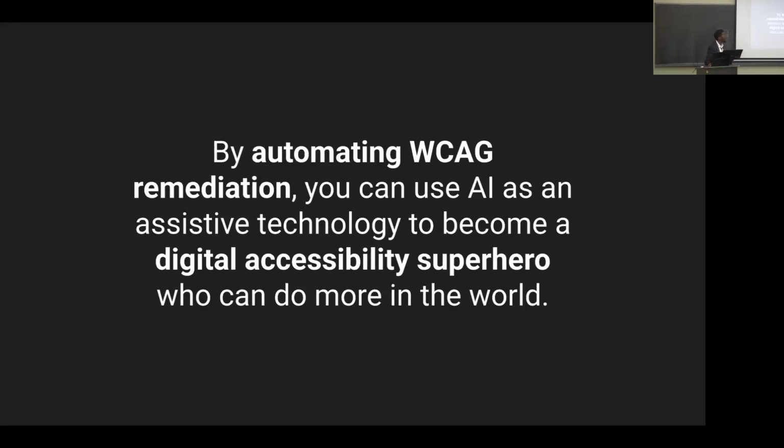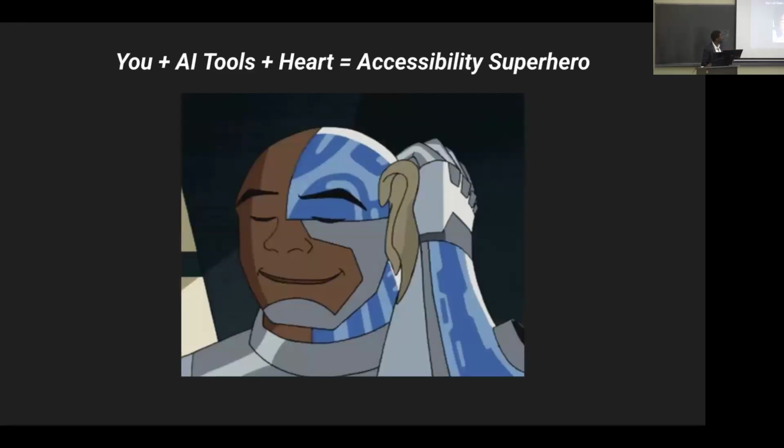Yeah, this is really the thesis that if you automate WCAG remediation, you can hopefully use AI tools as assistive technology that makes you do more. And you can become a bit more like Victor Stone, where it's you plus these AI tools plus your heart to become some sort of accessibility superhero. So thanks, everyone.